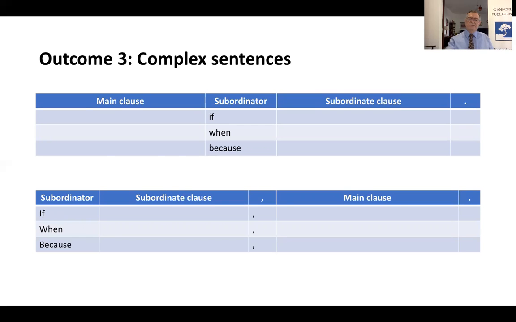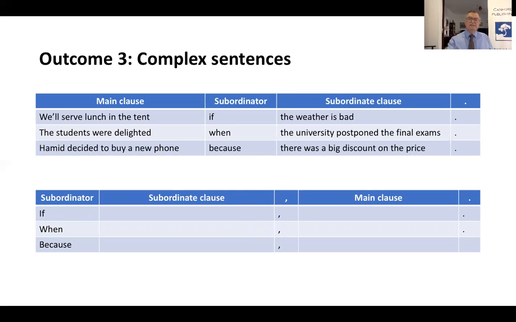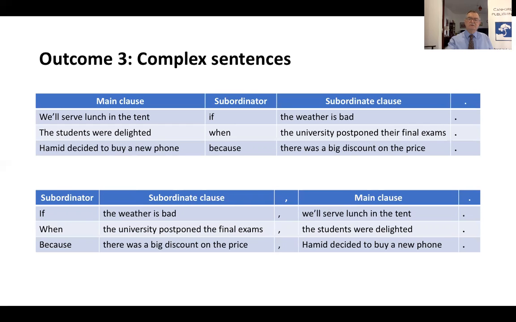So those are the subordinators, and those are our sentences. We'll serve lunch in the tent if the weather is bad. The students were delighted when the university postponed their final exams, and so on. Here we see, for example, that there is some cohesion again. Hamid decided to buy a new phone because there was a big discount on the price. The price of the new phones is understood. So we've got examples there of cohesion. So we're moving up a level and we're also expanding their knowledge of language.